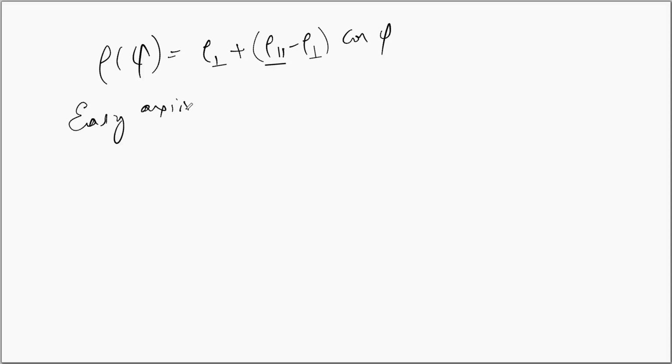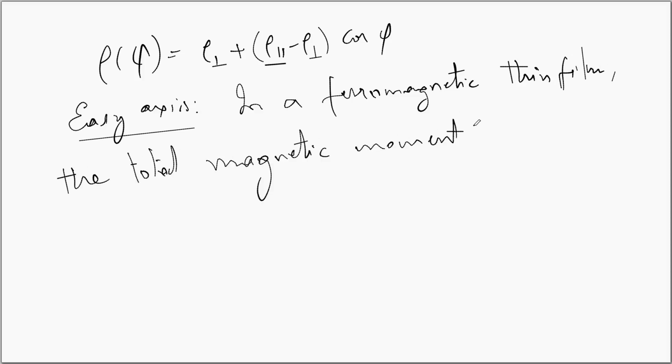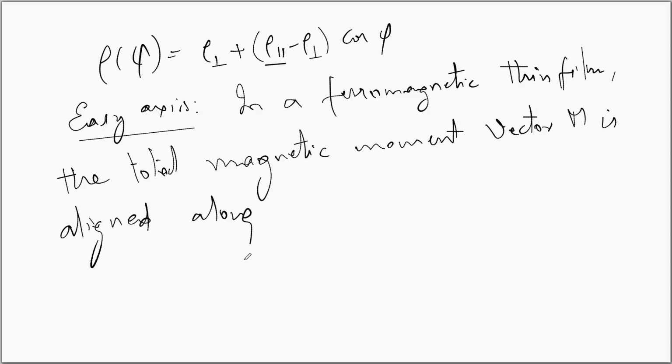The easy axis is defined like this. In a ferromagnetic thin film, the total magnetic moment vector M is aligned along an axis of lowest energy. This axis is called the easy axis.